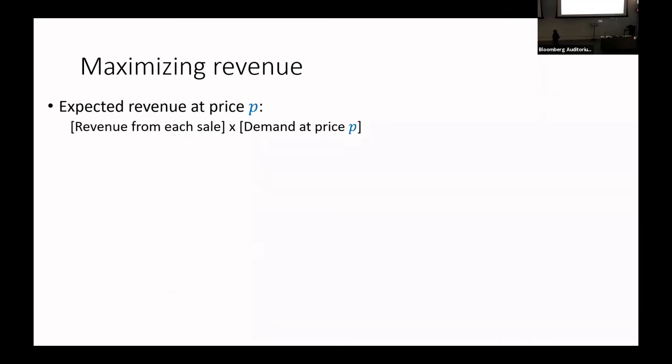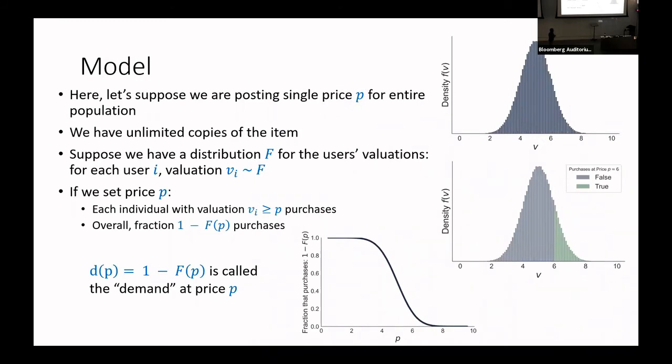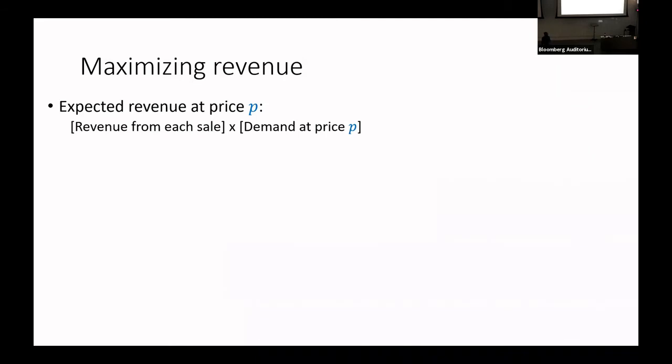Okay, so what is the expected revenue? If I set the price to P, the demand at price P is D of P, which is equal to 1 minus F of P. How much money do I earn on average if I set the price to P? It's the revenue I earn from each sale times the probability that the sale happens, or the demand at P. So my expected revenue is P times 1 minus F of P.